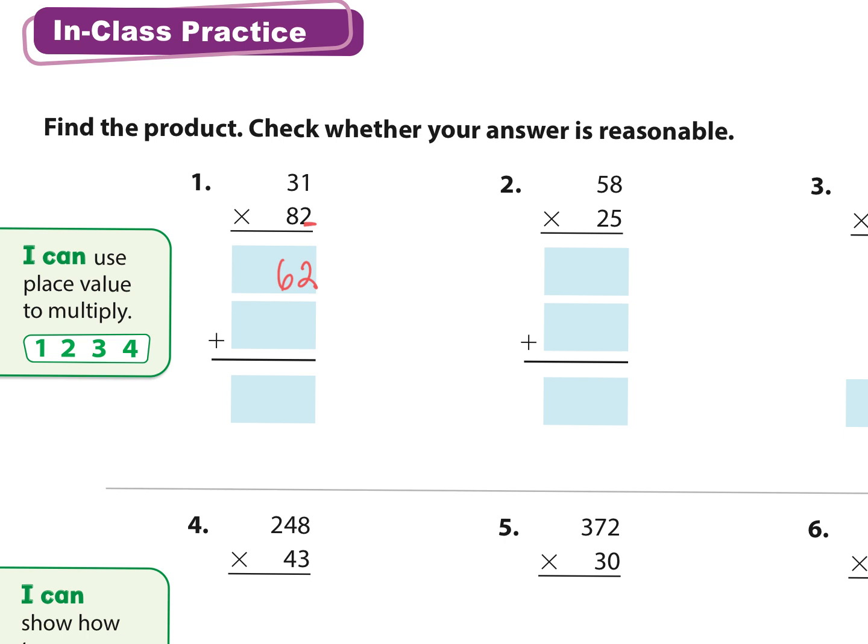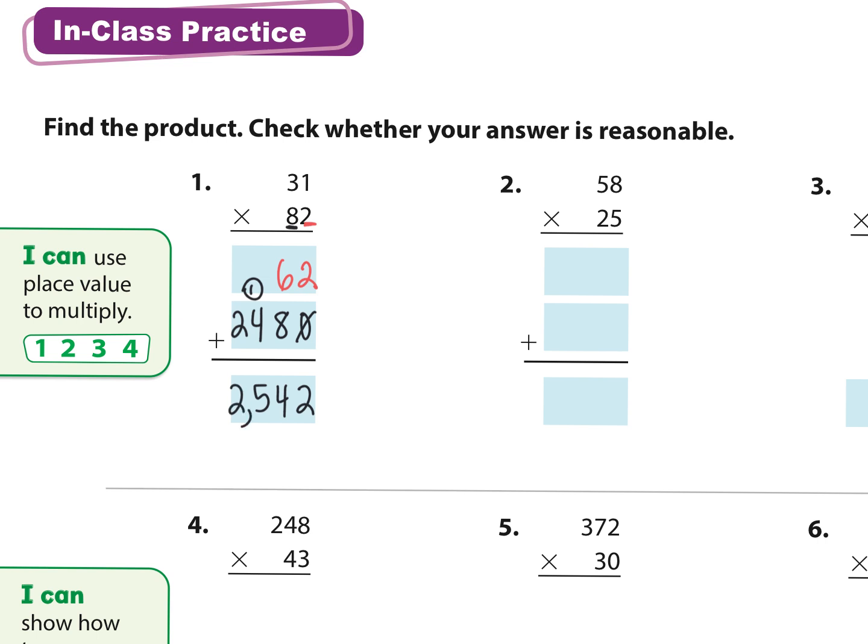Okay, now my next one. I can't start multiplying yet. What do I need to put? 0, the hero. Okay, now I can start multiplying the 8. 8 times 1 is 8. 8 times 3 is 24. These are my 2 partial products. Now I have to add them together. So just add like you would normally add. And my answer is 2,542.